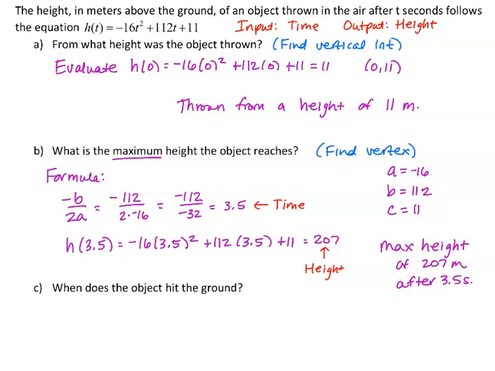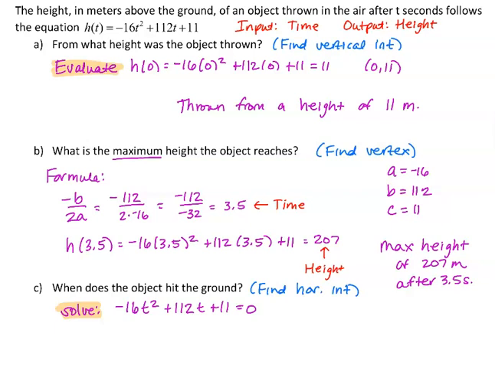This is the same as asking us to find the horizontal intercept. So when the input was 0, it gave us the vertical intercept. When the output is 0, it gives us the horizontal intercept. The way that we find a horizontal intercept is that we need to solve our function set equal to 0. So negative 16t squared plus 112t plus 11 equal to 0. So notice that when we're doing a vertical intercept, we think about evaluate. When we're doing a horizontal intercept, we think about solve. That's true for every type of function.